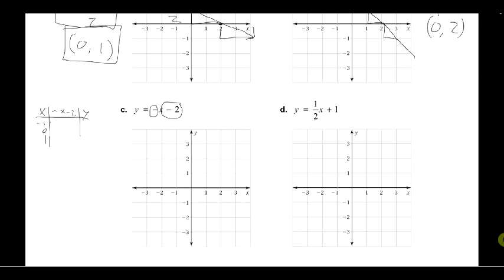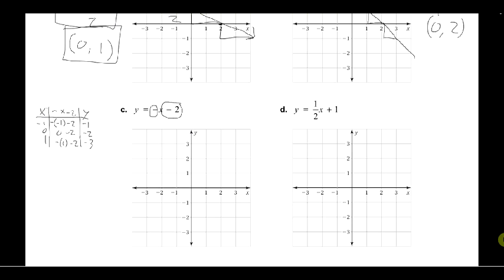When x is negative 1, we have negative, parentheses, negative 1, minus 2. Negative times a negative is just 1, so 1 minus 2 is negative 1. When x is 0, we've got 0 minus 2, we're just left with negative 2. And when x is 1, negative 1 minus 2, or negative 3.